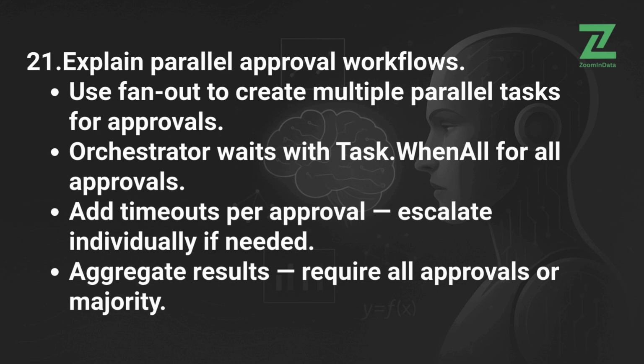Explain parallel approval workflows. Use fan-out to create multiple parallel tasks for approvals. The orchestrator waits with Task.WhenAll for all approvals. Add timeouts per approval. Escalate individually if needed. Aggregate results. Require all approvals or a majority.